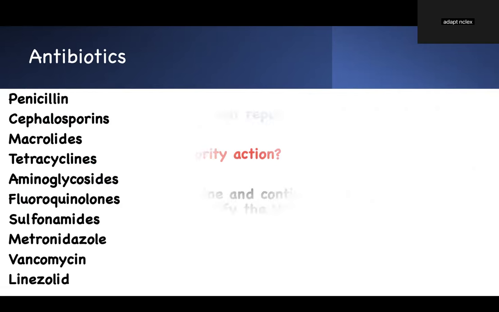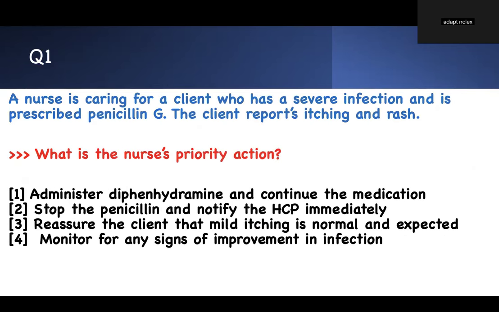These are the list. First question, as you can see: a nurse is caring for a client who has a severe infection and is prescribed what? Penicillin. This is the warm-up. The client reports itching and rash. What is the nurse's priority action? Keyword in the question, penicillin. What do you know about penicillin? It's an antibiotic. You just have to identify it.